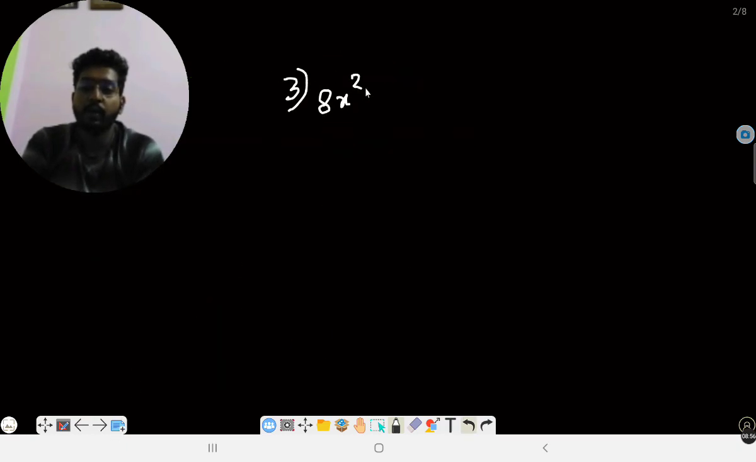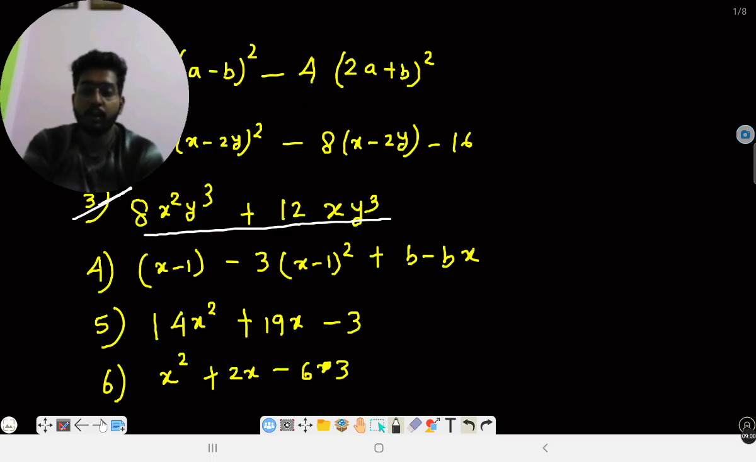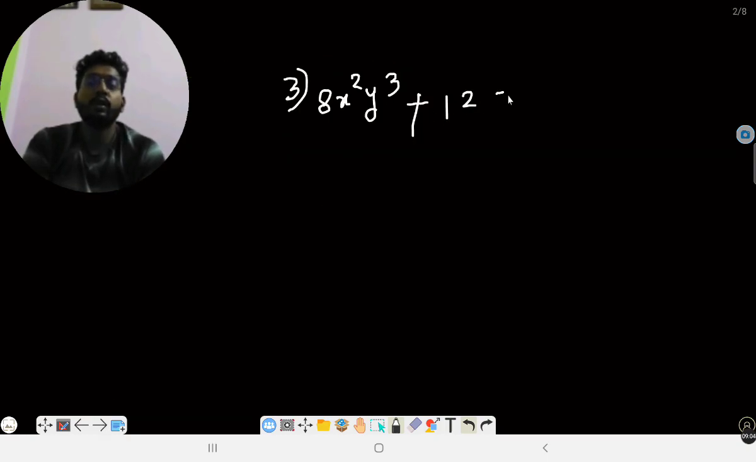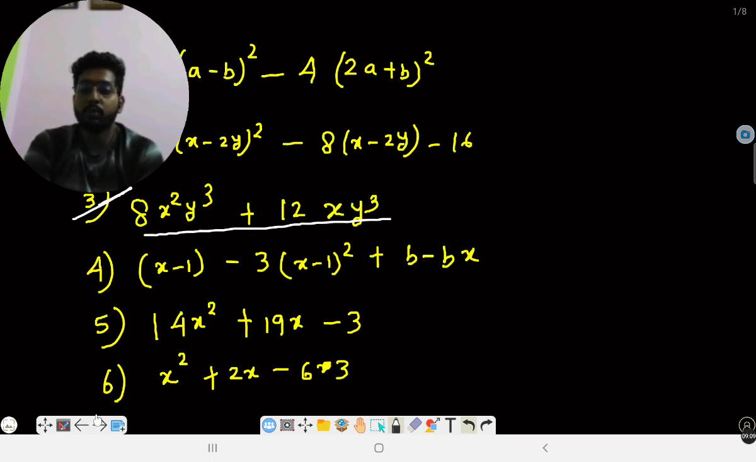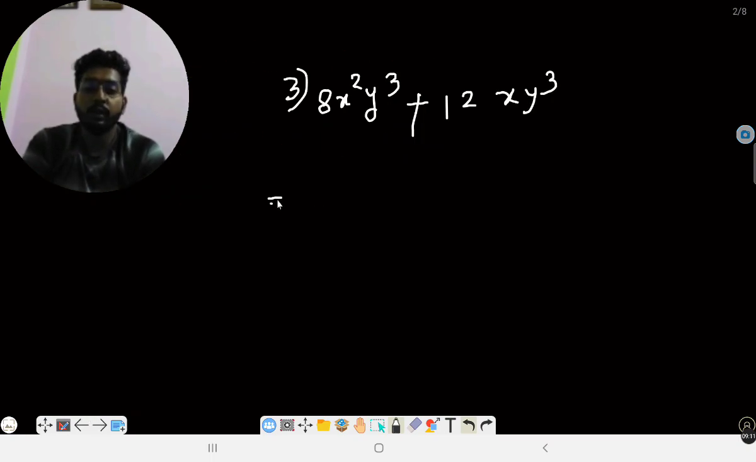8x square y cube plus 12xy cube. Okay, 8x square y cube, 12xy cube. Now from these two, first 8 and 12 are there. So what is the common element? 8 and 12, 4 is the common element. Done. Now x is there, x is also there, so write x. Y is there, y is also there, so write y.